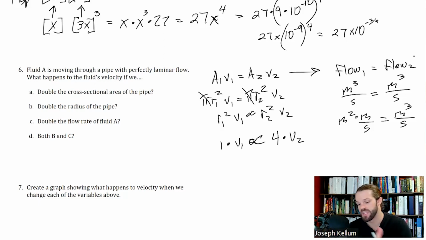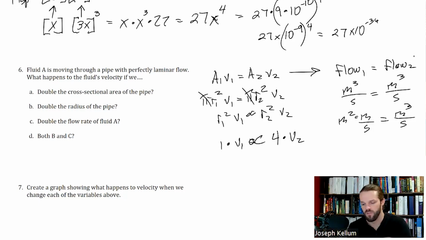And then the last one I put here said B and C. In this case, we double the radius and we double the flow. Whenever we double the radius, we just showed that it quadrupled the cross-sectional area of the pipe, which would decrease velocity by a factor of what? Does anybody know? It decreased velocity by a factor of 4. So if we double the radius, velocity would decrease by a factor of 4. But then we also double the flow rate, which means that if we aren't changing the cross-sectional area further, the velocity, having decreased by that factor of 4, would now double.